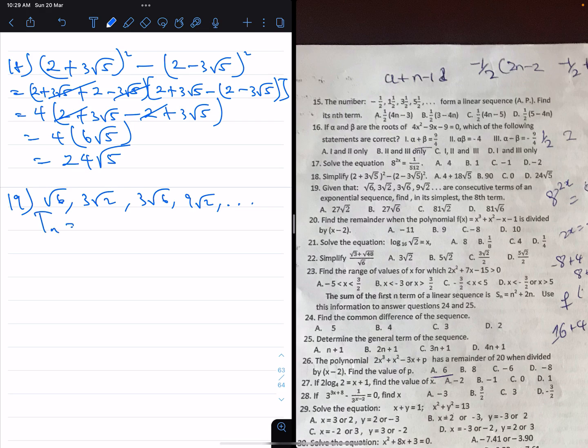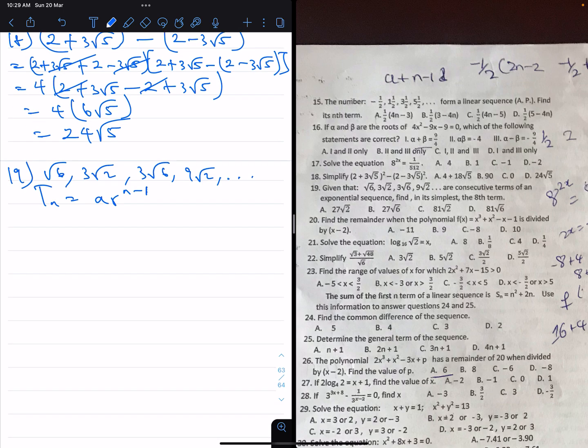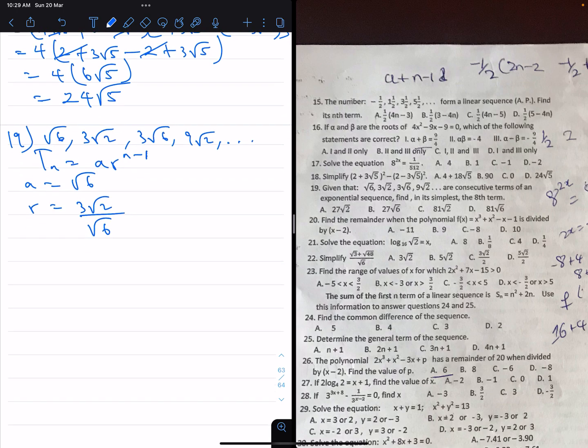What's the formula for the nth term of a GP, rather, of an exponential sequence? A R to the power n minus 1. So what is A here? Root 6. Beautiful. What is R? The R is the ratio of a term to the one immediately preceding it: T2 over T1 or T3 over T2. So 3 root 2 over root 6.